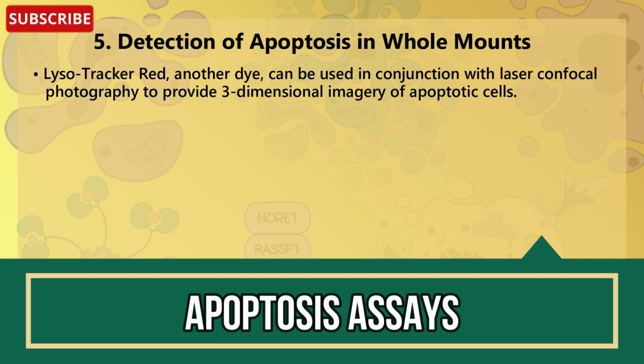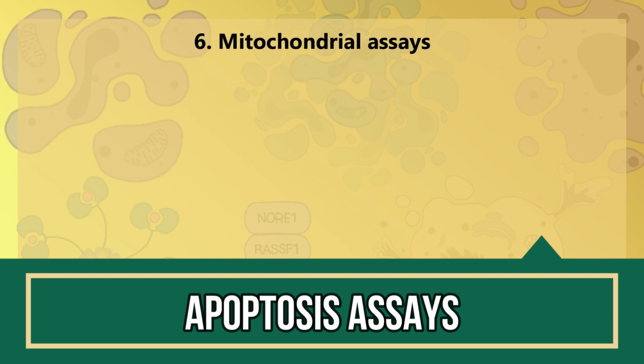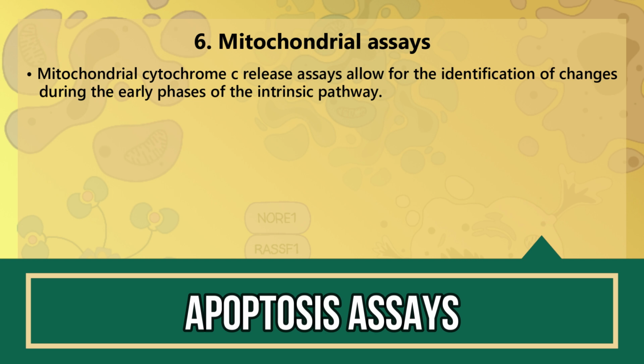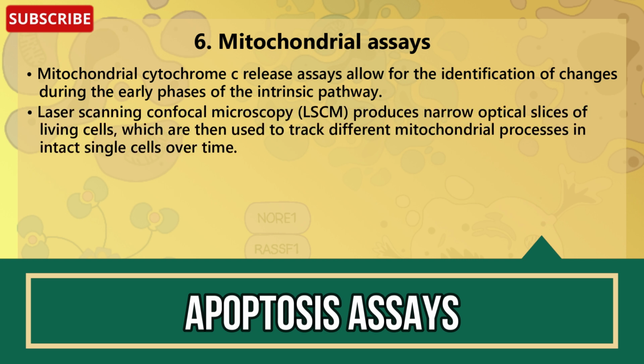LysoTracker Red, another dye, can be used in conjunction with laser confocal photography to provide three-dimensional imagery of apoptotic cells. Number 6. Mitochondrial assays. Mitochondrial cytochrome C release assays allow for the identification of changes during the early phases of the intrinsic pathway. Laser scanning confocal microscopy produces narrow optical slices of living cells, which are then used to track different mitochondrial processes in intact single cells over time.